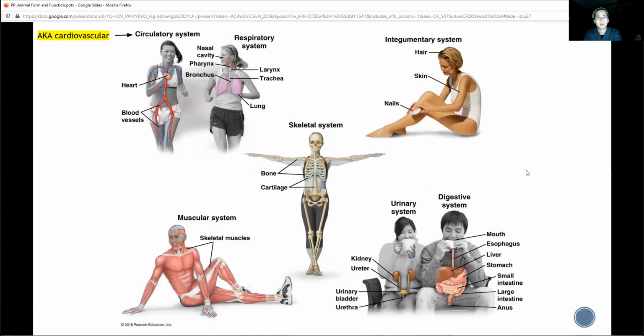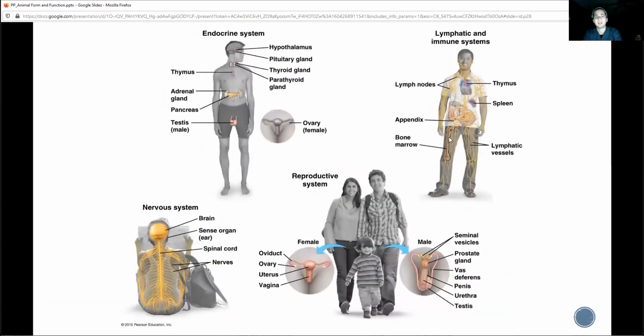All right, you can check these out more on your own time. But if we're talking about the circulatory system, know that this is what's included. If we're asking you about lungs, we're asking you about the respiratory system. Your hair is in your integumentary system. These are things that you may need to know. All right.